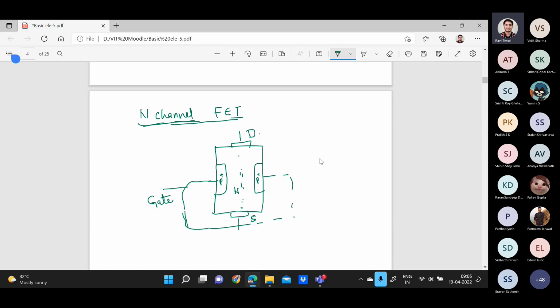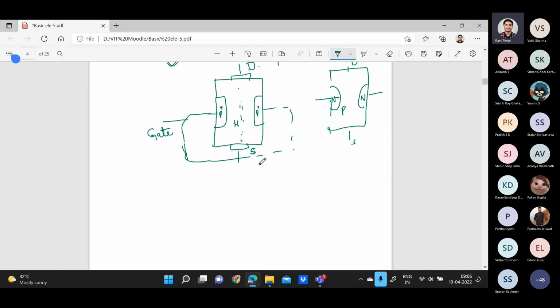Just the opposite, if you take a P type bar and dope it with N material here, and this is your drain, this is your source, in that condition that will be your P channel. They are similar, so I will explain only the N channel. The same thing you can study with the help of P channel.